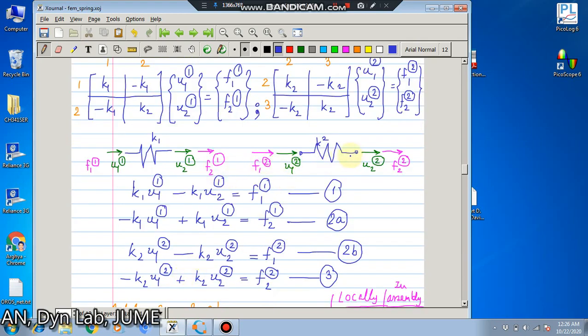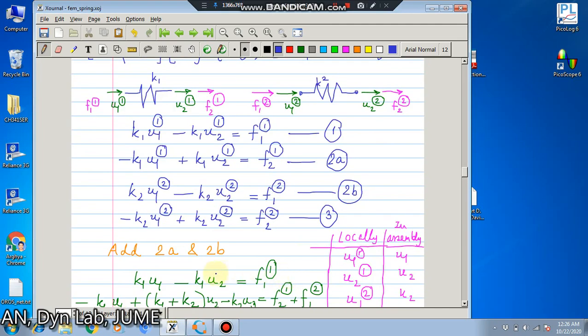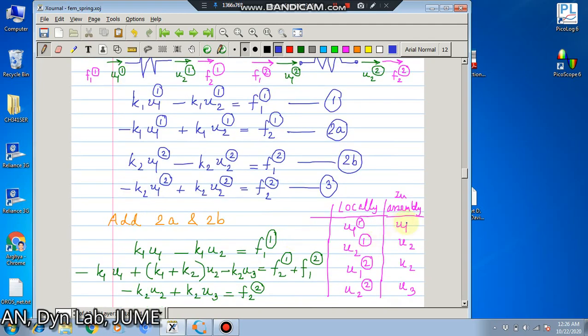And similarly for the second element, F1 on element 2 is K2 into U1 minus U2 when U1 is greater than U2, and it is U2 minus U1 when U2 is greater than U1, that means the spring is under tension. So these four equations are okay. We name them 1, 2a, 2b and 3. Now let us keep 1 and 3 as they are, and we add 2a and 2b. In that we use the system numbering. So U1 of 1 is U1 in the system, U2 of 1 is U2 in the system, U1 of the second element is U2 of the system, and U2 of the second element is U3 of the system.